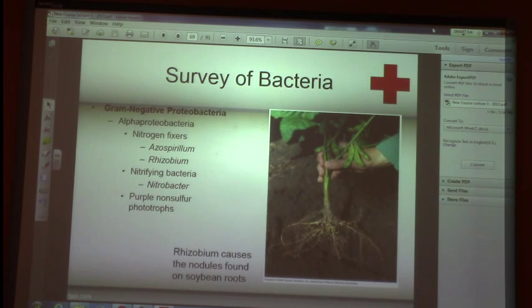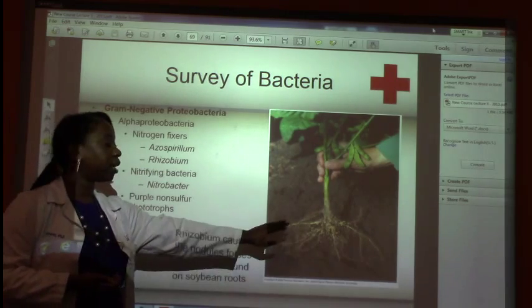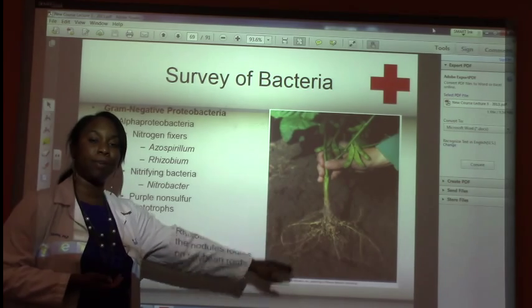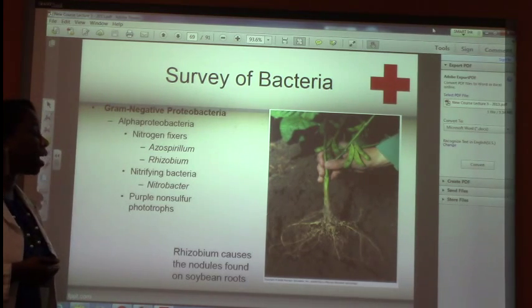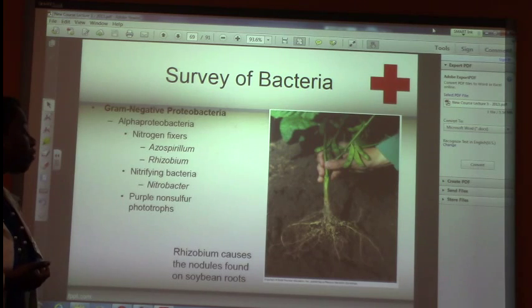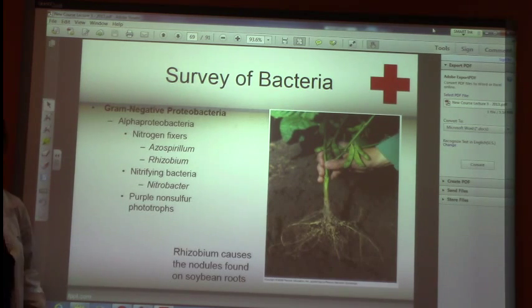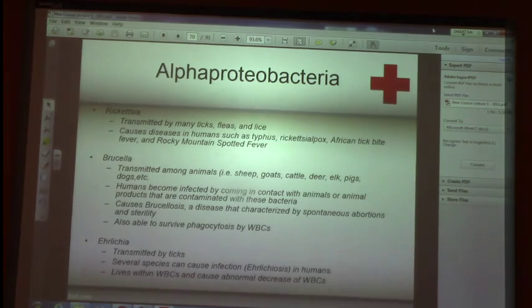So first we'll start with the alpha Proteobacteria, which will include nitrogen fixers such as Azospirillum and Rhizobium. They are commonly responsible for tiny nodules that appear on the roots of different types of agricultural plants such as soybeans. They are responsible for converting nitrogen to ammonia gas. Also under alpha Proteobacteria will be the Rickettsia, Brucella, and Ehrlichia.